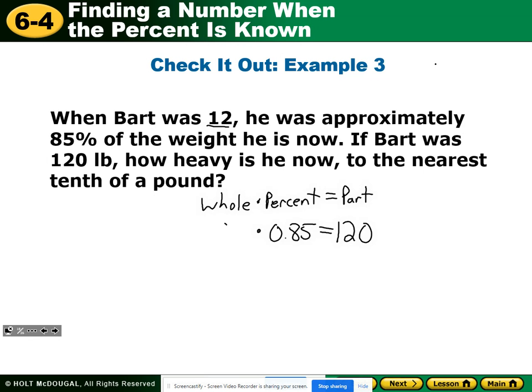So we were able to find his weight now by doing what, Christine? Divide by 0.85. What's that? 141. I think he's got a decimal, 141. So should he weigh more now? Yep. If he was 85%, he should weigh a bit more now.